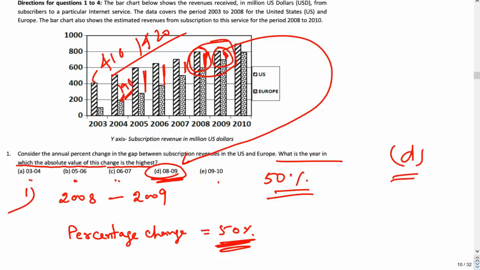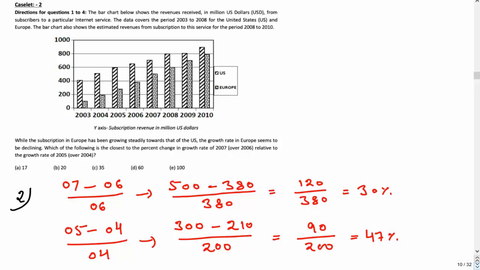Let's move ahead. Look at the second question, what they are saying. Subscription in Europe has been growing steadily towards that of the US. The growth rate in Europe seems to be declining. Which of the following is the closest to the percentage change in growth rate of 2007 over 2006 relative to growth rate of 2005 over 2004? This is the second question type that I told you, percentage change over a percentage change. You can again very easily rule out the first two options because they are too close. When the first two options are so close, they can never be correct because no exact data points are given. This is ruled out.